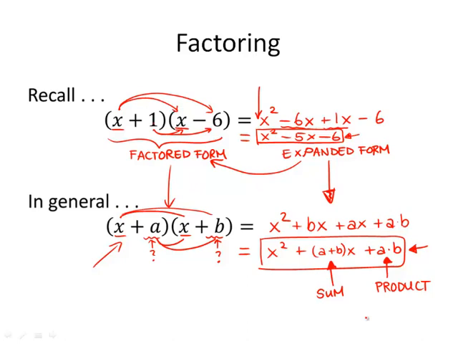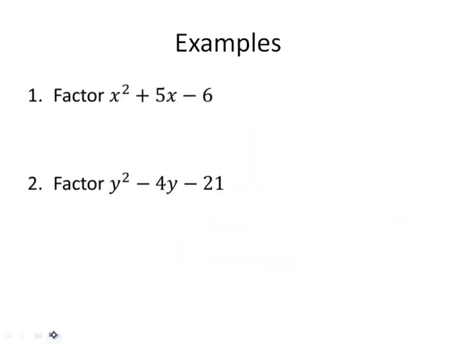This can actually help us factor in the future. So let's take a look. Say you had x squared plus 5x minus 6. I think the signs are a little different than the previous example. So what's our middle term? Middle term is positive 5, and our constant term is negative 6.